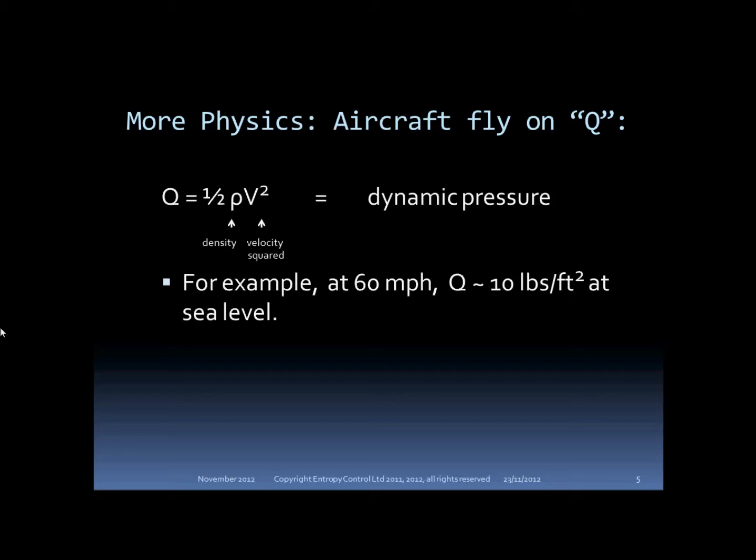You can feel this pressure when you put your hand out of the window of a car at speed. The dynamic pressure is about 10 pounds per square foot at 60 miles an hour. At 120 miles an hour, it is not twice as big, but 4 times as big, or 40 pounds per square foot. And that's due to that V squared term that you see there in the formula.